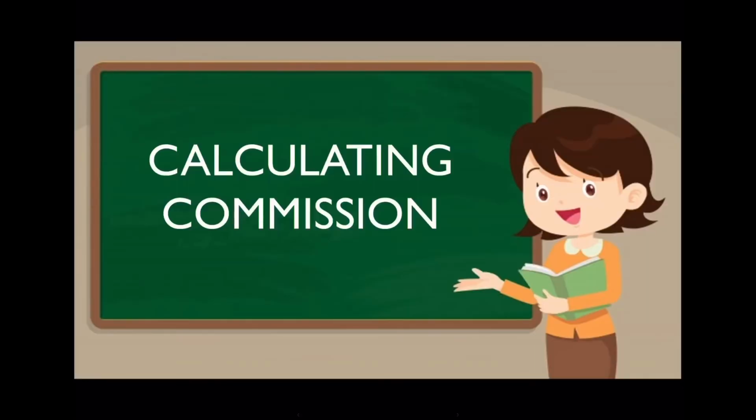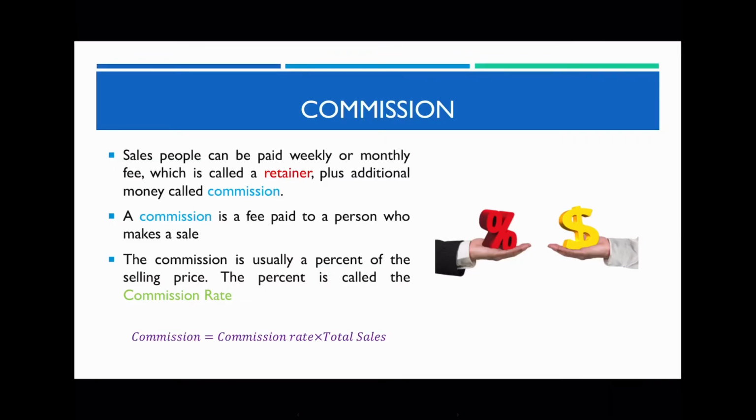We're now going to be looking at calculating commission. Only salespeople earn commissions, and what they earn is something we refer to as a retainer. That's just a fancy way of saying your income in this case. A retainer is a fixed amount. So let's say for instance you earn a solid $600 a week. That's your retainer, that's your fixed amount. You will always earn $600 within that week.